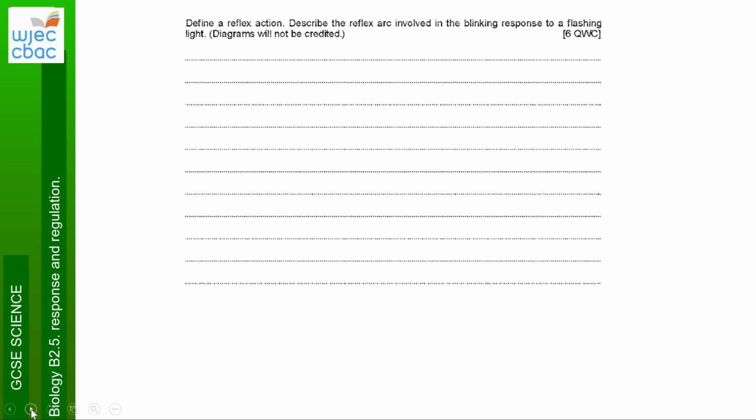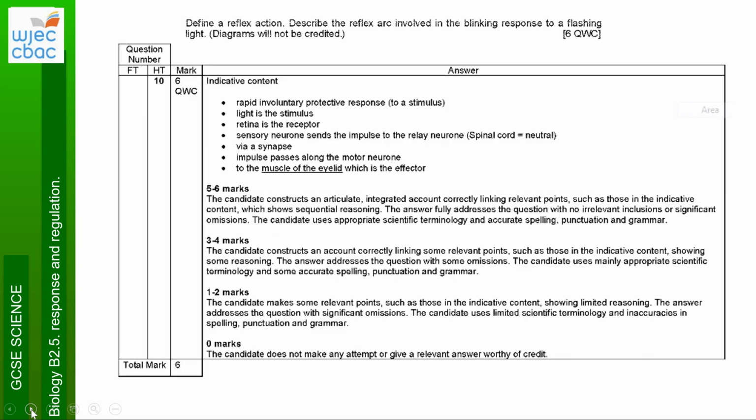So if something's coming towards your face, you will blink to stop it going into the eye. So the last question you were asked to do then on page 17 was to define a reflex action. Describe the reflex arc involved in the blinking response to a flashing light. And it tells you there that diagrams will not be credited. So you can't draw out the reflex arc. You need to put it into sentences. So if we have a look at the mark scheme for this one.